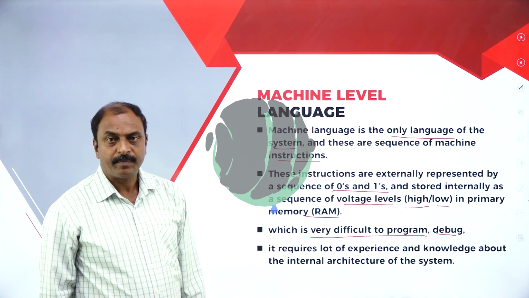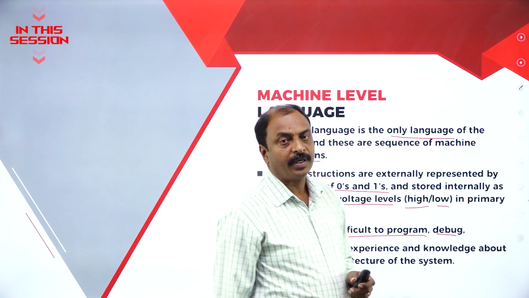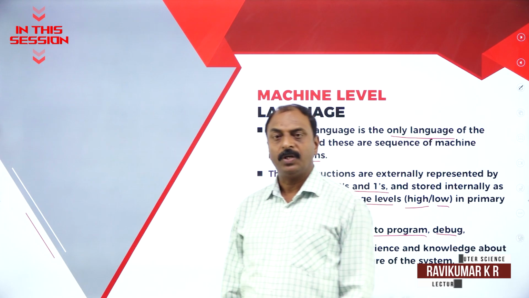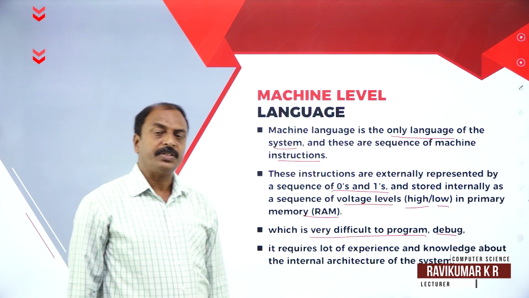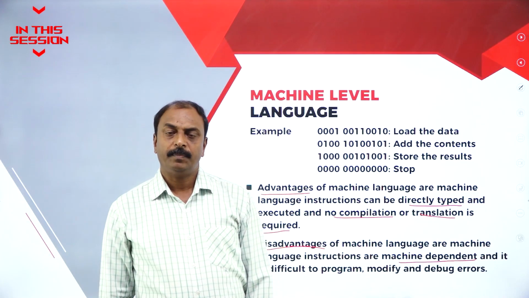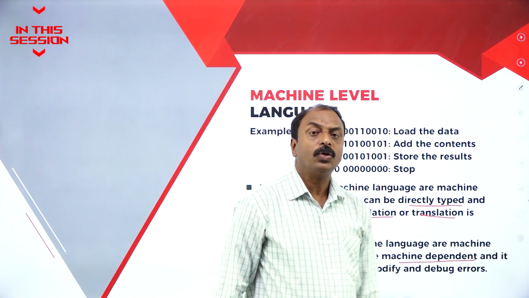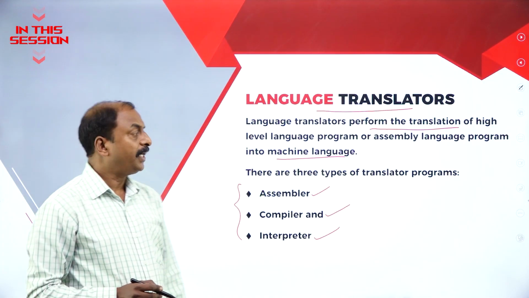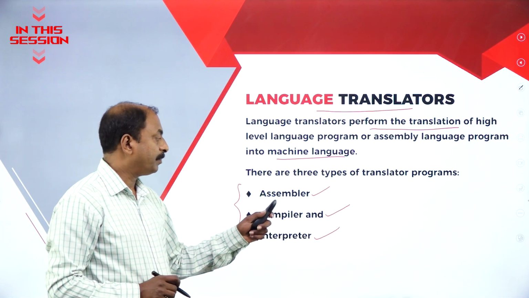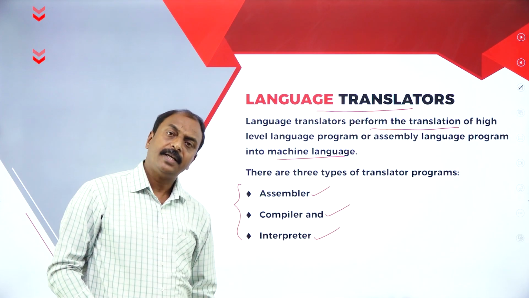To instruct a computer, we need to write a program. So what is a program? It is nothing but a set of sequential instructions. Each and every machine must have its own code or program statement to be executed. There are three types of translator: assembler, compiler, and interpreter.